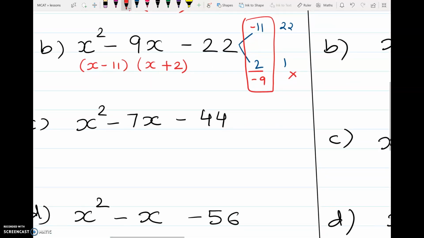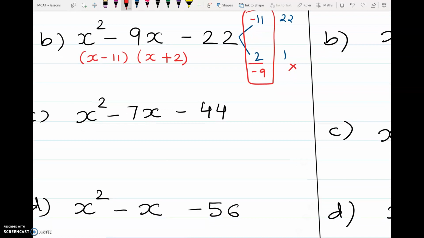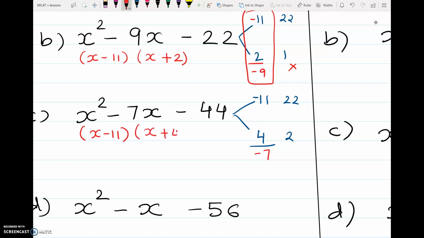Let's look at our next example here, negative 44. So your multiples can be 11 and 4, and 22 and 2. And by the look of it, my first one works. So I'm not going to go and find other factors. So negative 7, which means my factors are x minus 11 and x plus 4.